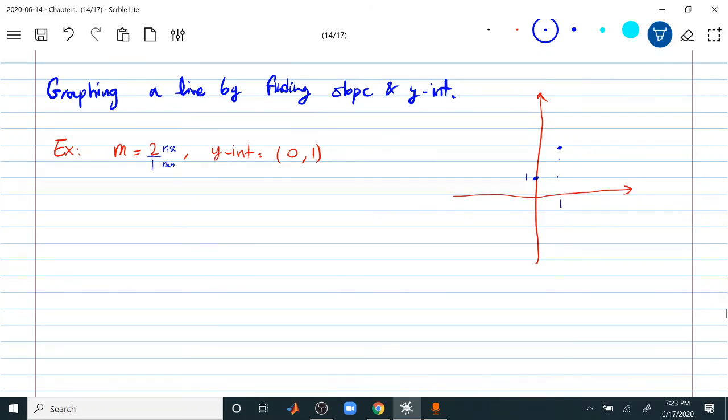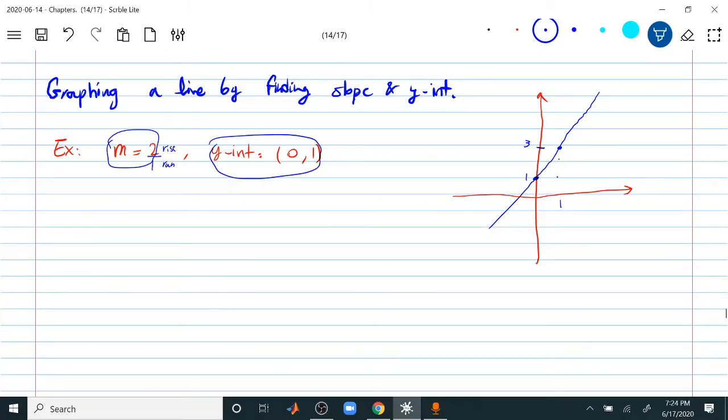So I got to the point (1, 3). 1 right, 2 up because of the slope. Then I found another point. Draw a line passing through those 2 points, and I have the solution to the line that has this property. Slope 2, y-intercept (0, 1). And that would be the solution.